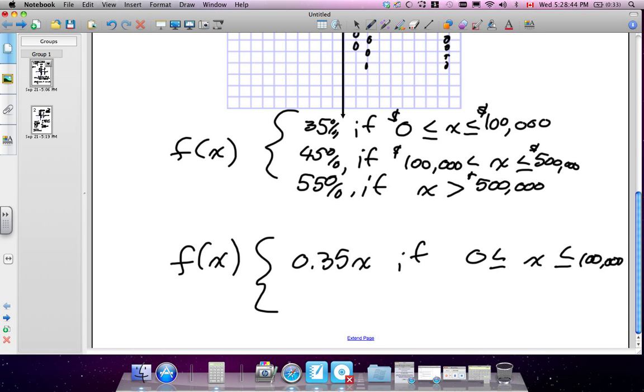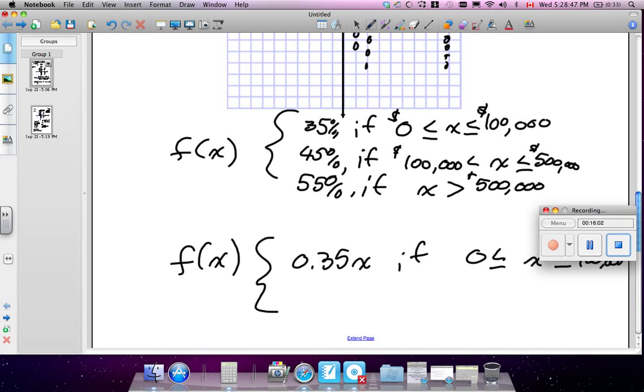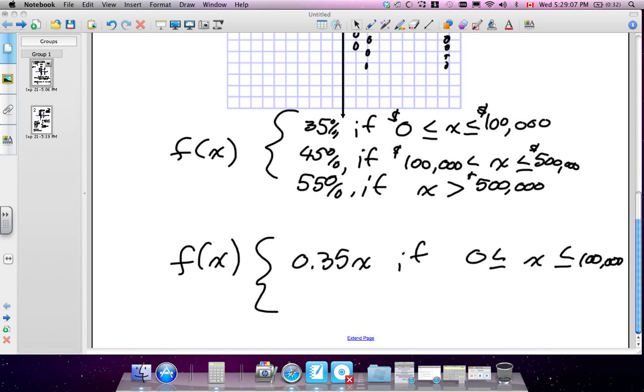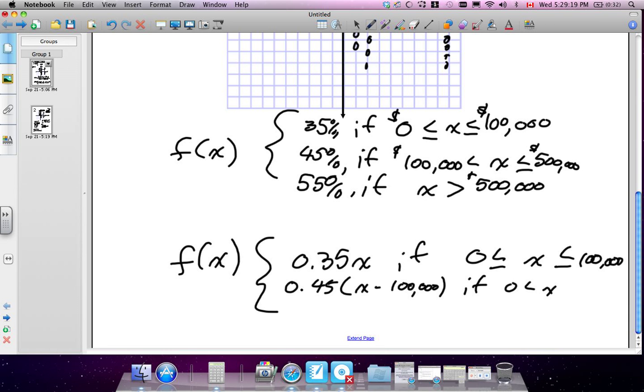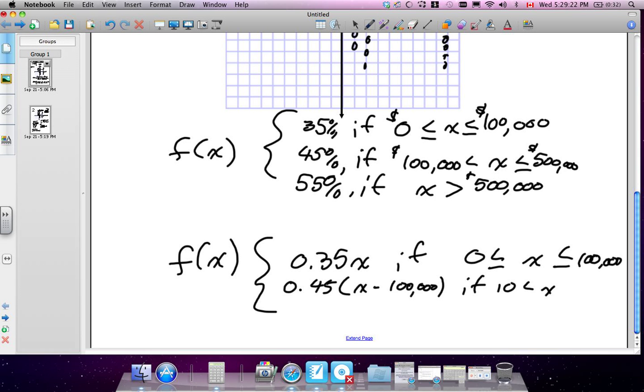So the next bracket should be 0.45x minus 100,000 if x is greater than 100,000 and less than or equal to 500,000. And finally, I'll give you this one too: 0.55x minus, what is it? It should be 500,000, if x is greater than 500,000.